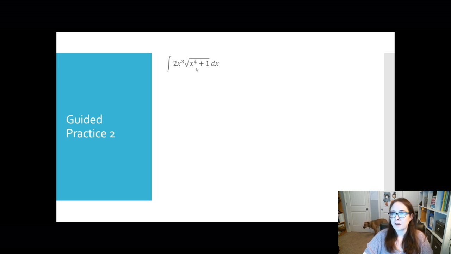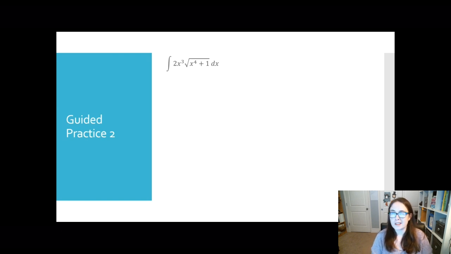So here I've got a lot going on. I do have that square root, which is 1/2 power. So I'm hoping at some point I can do a power rule here, but I'm going to have to do a U substitution to simplify it a little bit. Usually you want to choose U to be something that's inside of another function. So looking at this one, I want to make U equal to x to the 4th plus 1, since that's inside of a square root.